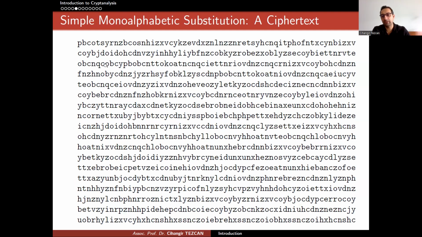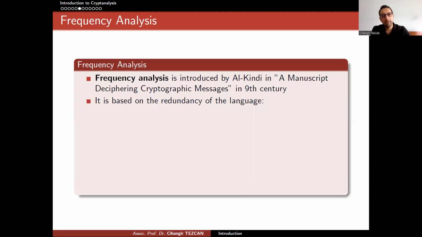So assume that you have a very long ciphertext like here, and you want to capture the plaintext. Frequency analysis was introduced by Al-Kindi in a manuscript on deciphering cryptographic messages in the 9th century. As far as I know, this is the first cryptanalysis book that we have. If there were others, they are lost in time. And actually, a copy of this book is available in Topkapı Museum. So you can go there, and if you pay some money, you can take a photocopy of pages of this book. So as you can see, it is broken.